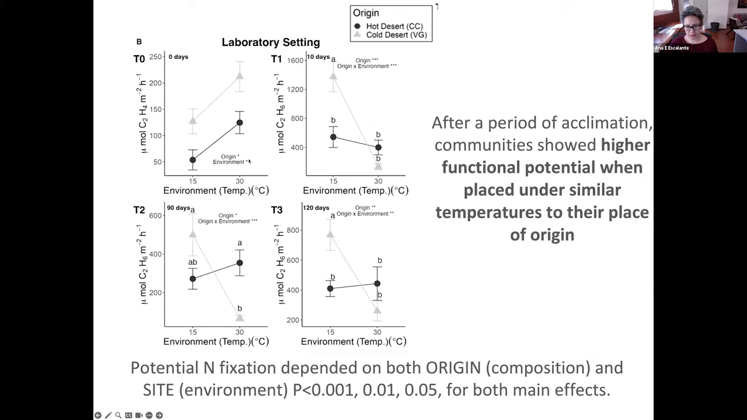For the laboratory setting, and after a period of acclimation, communities showed higher functional potential when placed under similar temperatures to their place of origin. This is particularly clear for the final time point where we measured this. And so you can see for the hot desert, which is the dark dots and lines, they perform better in their native temperature compared to the cold desert, which is the light gray, and the light gray perform better in their native temperature, which is 15 degrees Celsius.